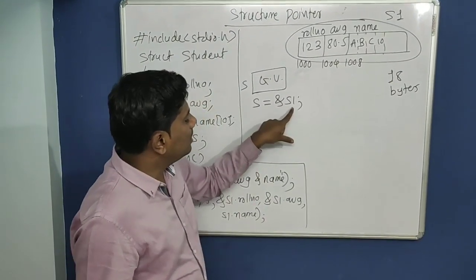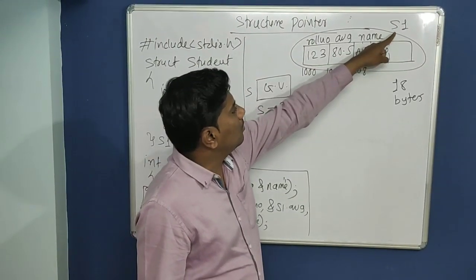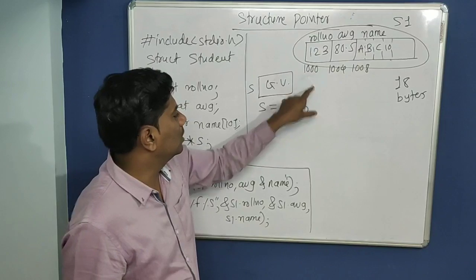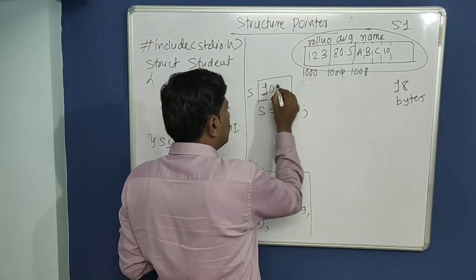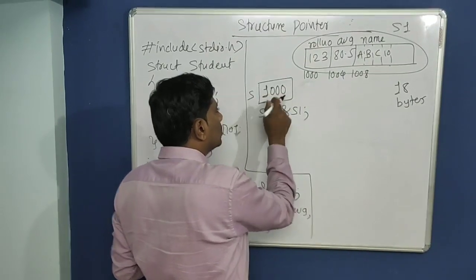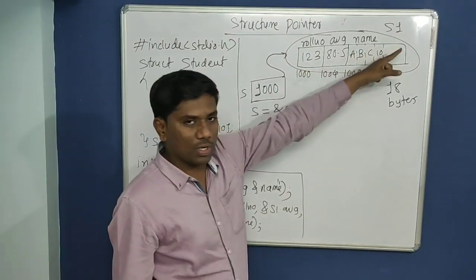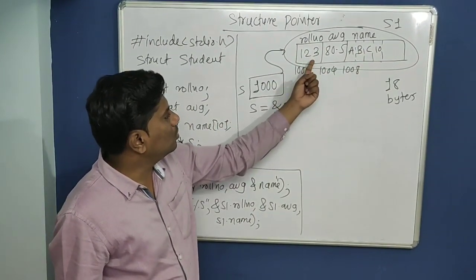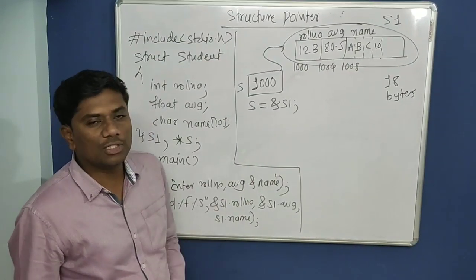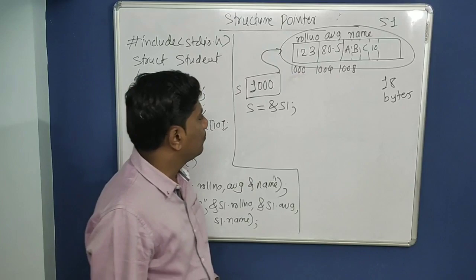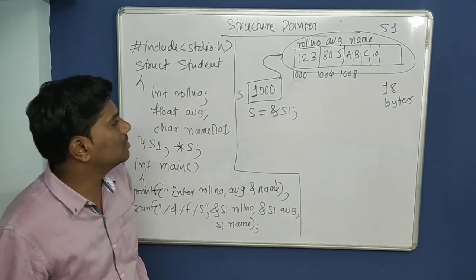So what is the address of S1? We already covered that. The address of S1 is nothing but the address of S1 dot roll number, which is 1000. So 1000 will be assigned to S. As S has 1000, that means S is pointing to this block. S is pointing to S1, or S is pointing to this block. Both are the same. So this is the initialization of a structure pointer. Now S is pointing to this S1.